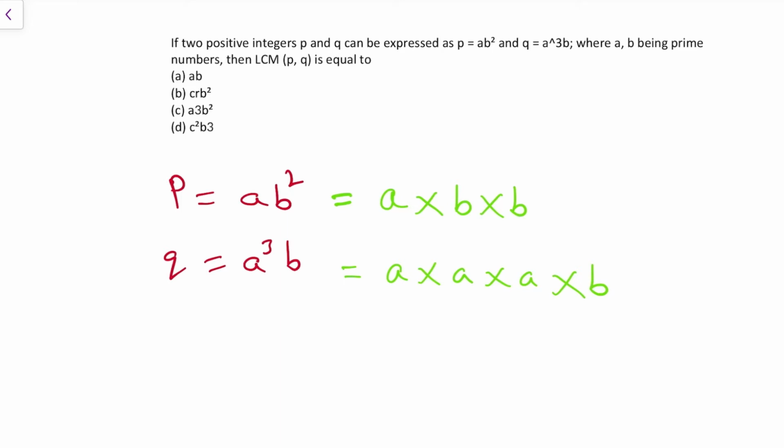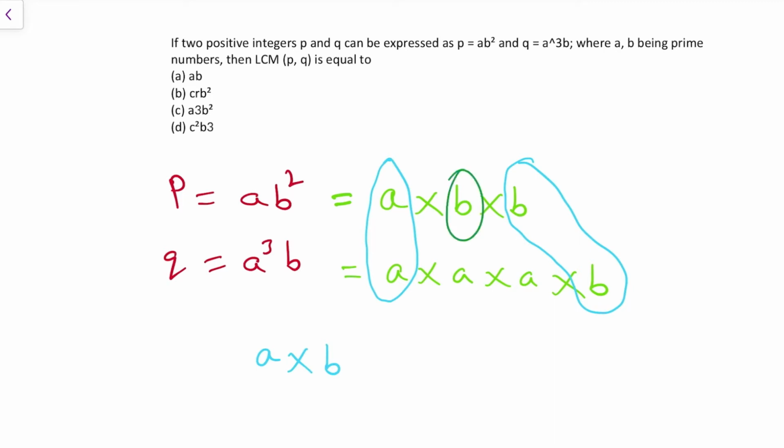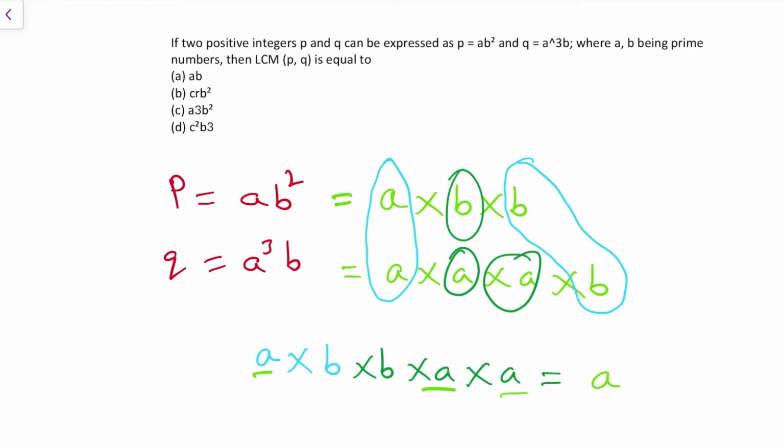What we need to do is first check the common factors. Here a is common, so write that, and b is also common in both, write that one also. Now whatever extra is remaining, write that as well. Here b is extra, so into b. Here a is extra, into a. Here again a is extra, into a. So this will become our LCM. If we simplify further, a 3 times is there, so a power 3, and b is there 2 times, so it becomes b square. a cube b square is the LCM of the given numbers p and q.